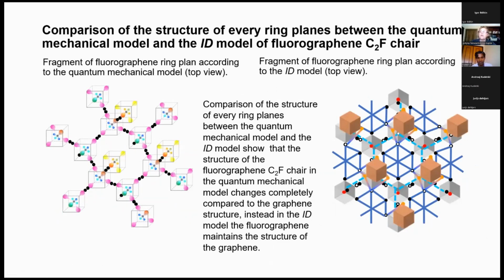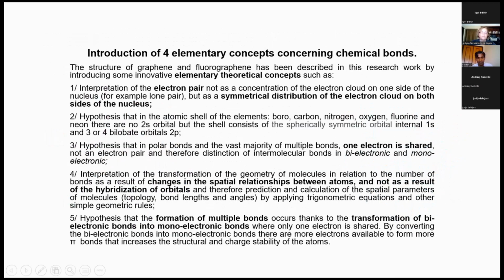Comparison of the structure of every ring plane between the quantum mechanical model and the ID model shows that the structure of fluorographene in the quantum mechanical model changes completely compared to the graphene structure. Instead, in the ID model, fluorographene maintains the structure of graphene. I would now like to repeat the main points of the theoretical concepts of the ID model, which for those interested are located online.